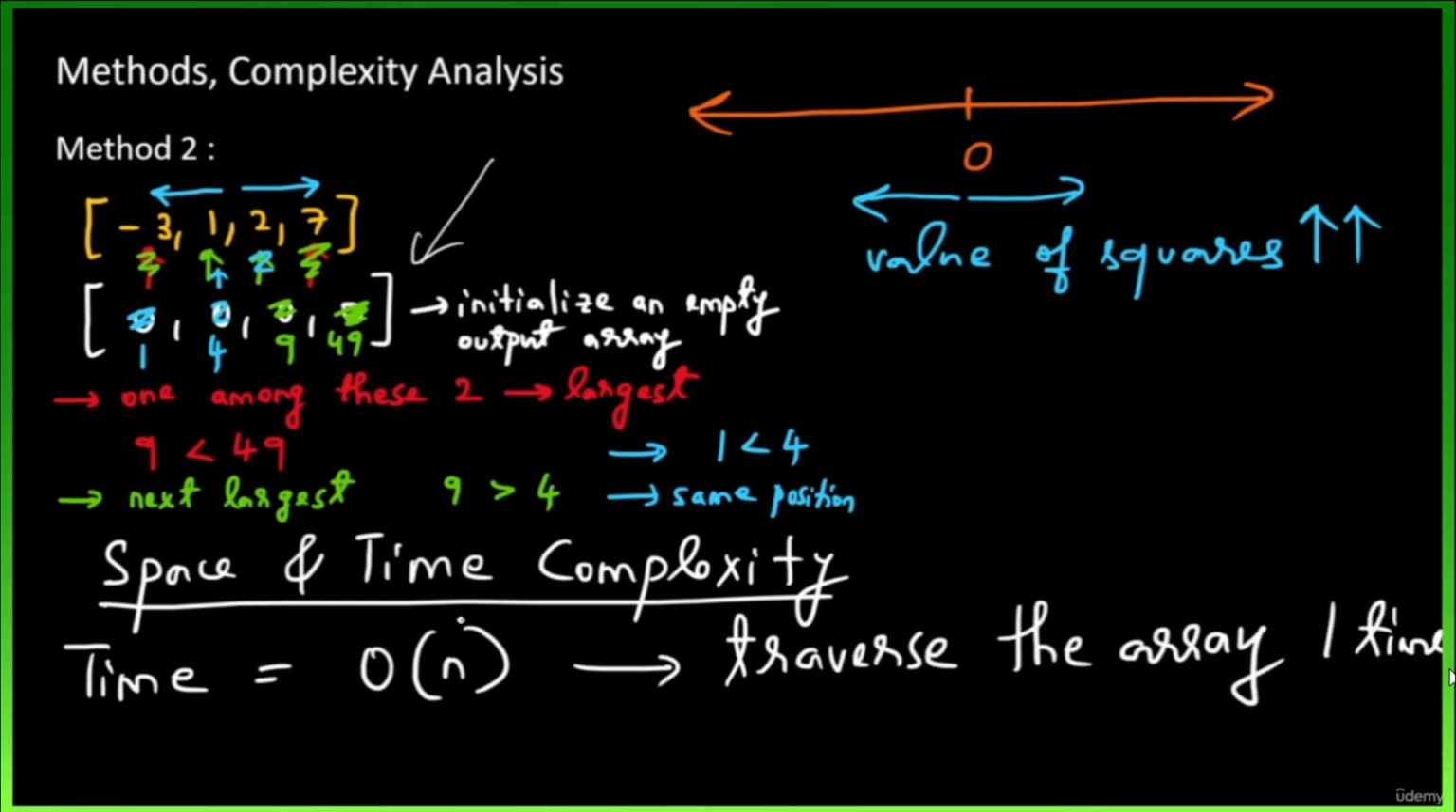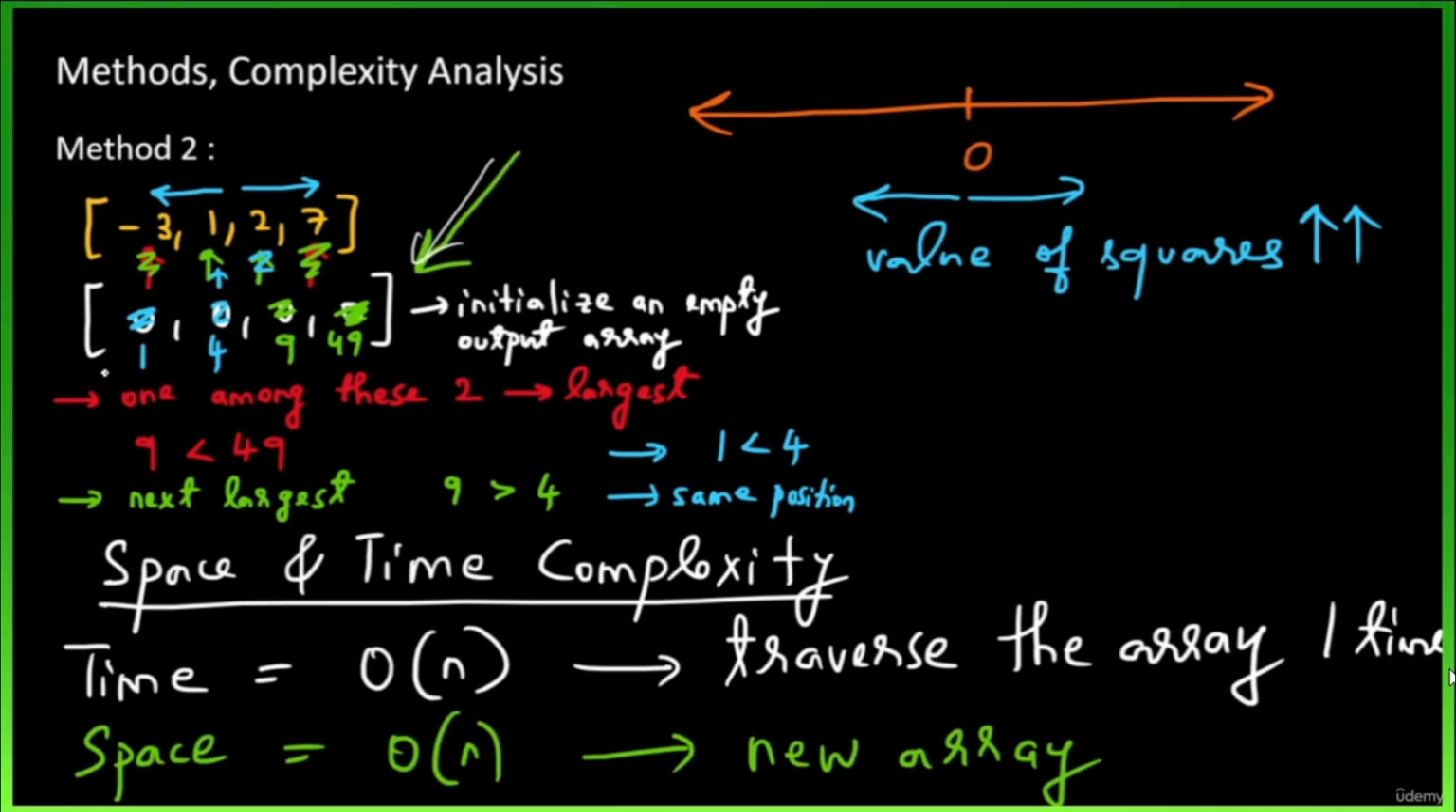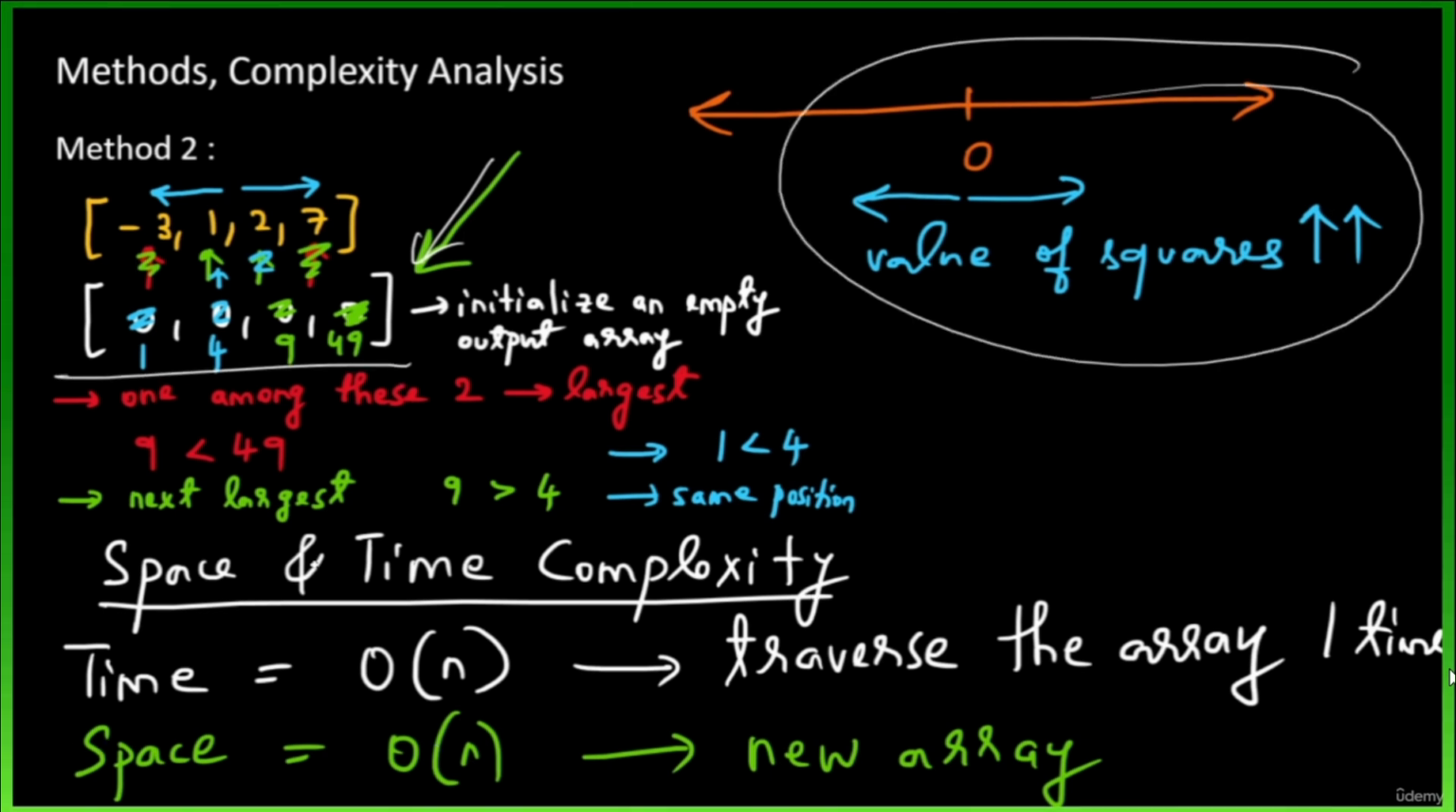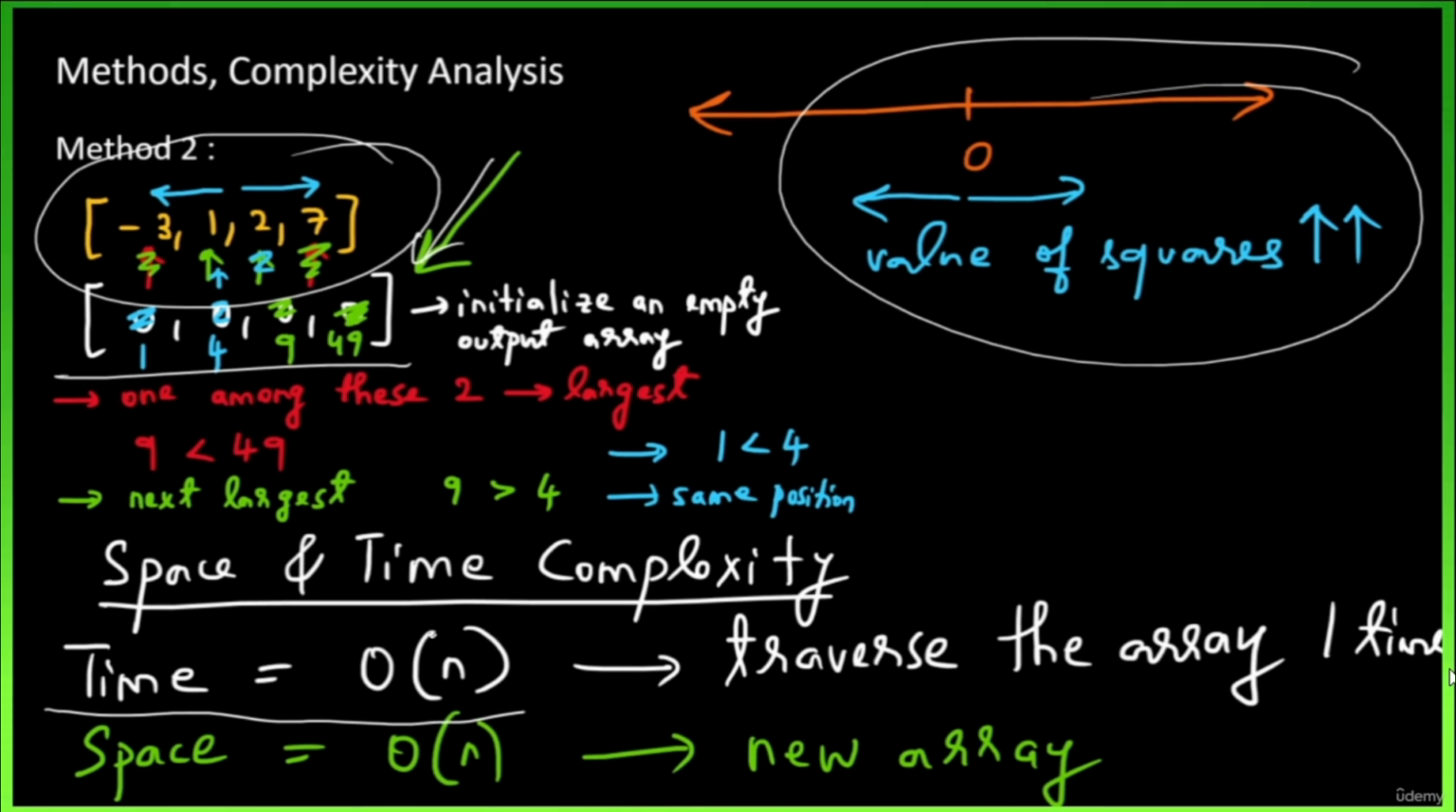Now what about the space complexity? The space complexity is still O of n because we are making a new array, which is this array over here. Now we can see that by using this property and the fact that the input array was already sorted, we were able to optimize the solution, and instead of O of n log n, we got a solution with the time complexity of O of n.